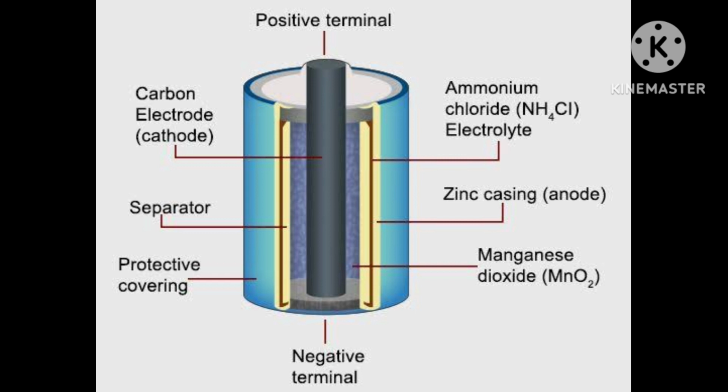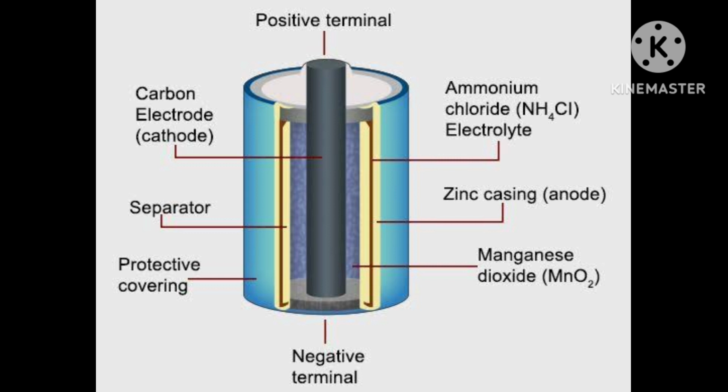Between the Zn container and the carbon rod in the middle, there is a space, and it is filled with a moist paste of ammonium chloride and zinc chloride. A mixture of both will be there. These function as the electrolyte. Now you understand: anode is zinc, cathode is a carbon rod or graphite rod, and electrolyte is ammonium chloride and zinc chloride.